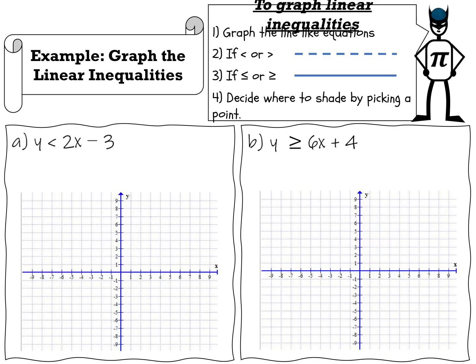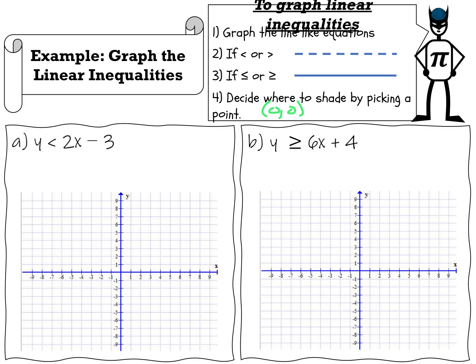Next, we are going to graph linear inequalities. When we do this, we graph them exactly like we graph lines, except instead of just doing a solid line, we're going to either do a dashed line if it is less than or greater than, and a solid line if it is an or equal to. And then we have to decide where to shade by picking a point. My suggestion to you is to pick the point (0, 0) if it is not on the line. If it is on the line, then you have to pick a different point.